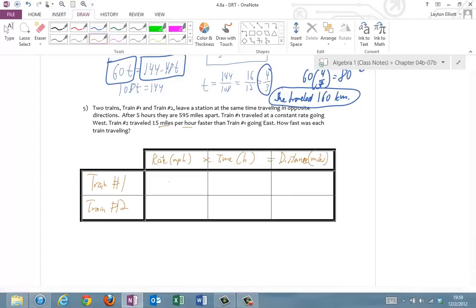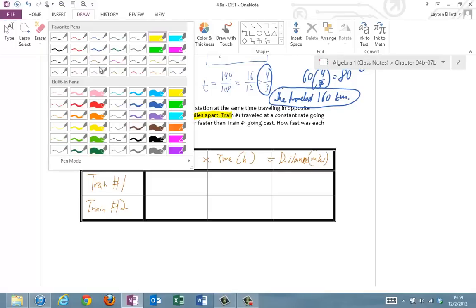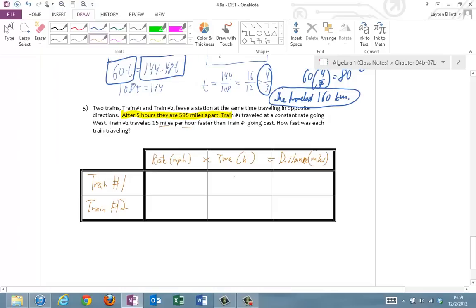Okay, let's read it again. Leave a station at the same time, traveling in opposite directions. After 5 hours, they are 595 miles apart. You should be able to pick apart this sentence and start putting things where they belong. For example, this train traveled for 5 hours and this train traveled for 5 hours, and they are 595 miles apart. That's a total distance.